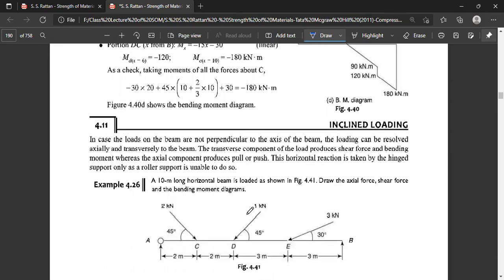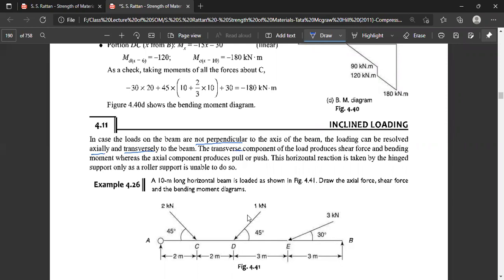Now let us go through another type of problem. In case the loads on the beam are inclined, not perpendicular to the axis of the beam, the loading can be resolved axially and transferred to the beam. Here the loading is at an angle with the axis of the beam. This loading can be resolved along the axis of the beam and across the axis of the beam. The transverse component of the load produces shear forces.